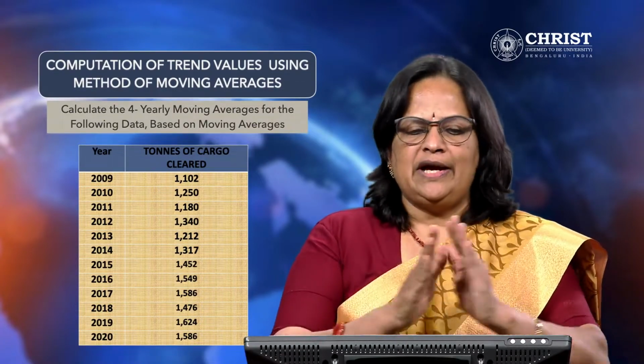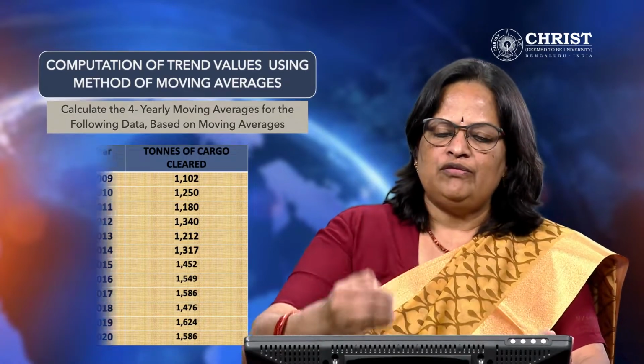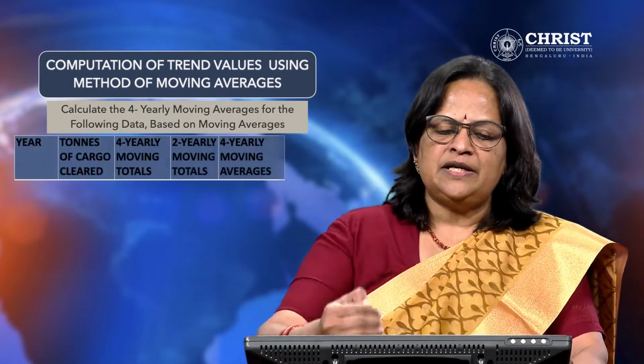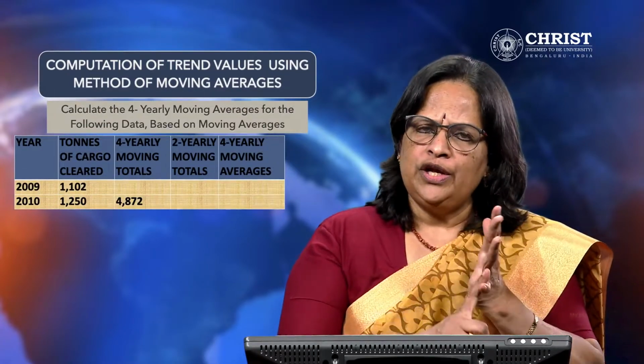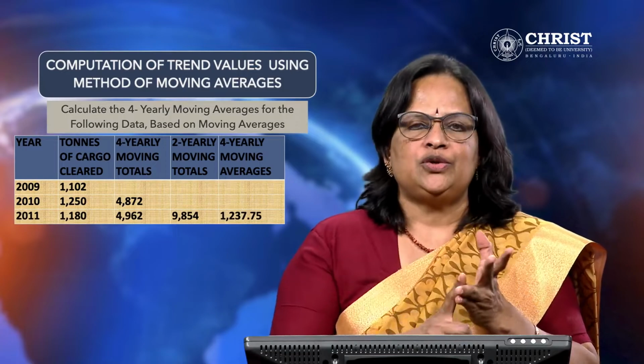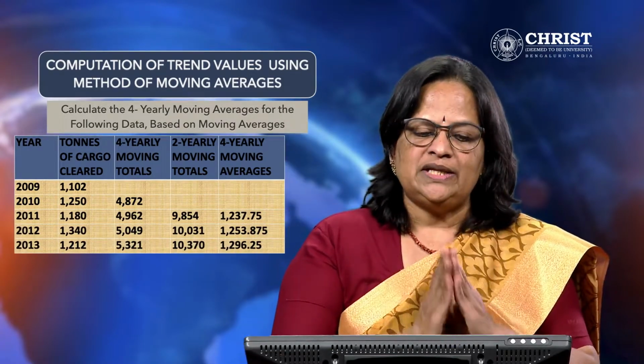Now the solution I have explained, but I am going to explain it again with the problem. So first 4-year totals are added and written in between the second and third year values. So this is 4-year total we will take, again 2-year total we will take. So when you are averaging, you are dividing by 8. So that is the computation.